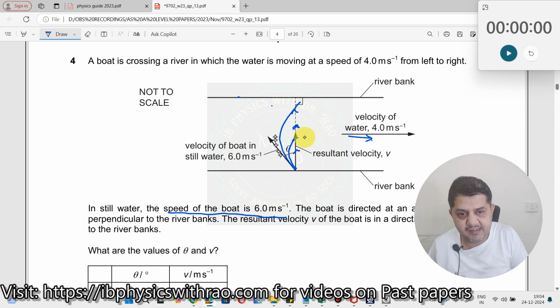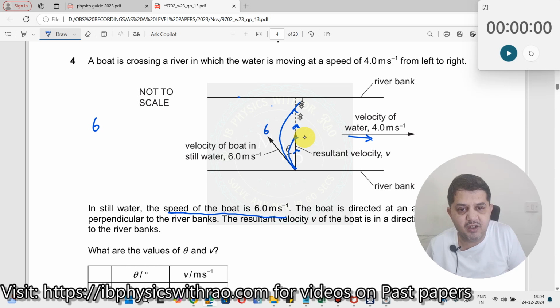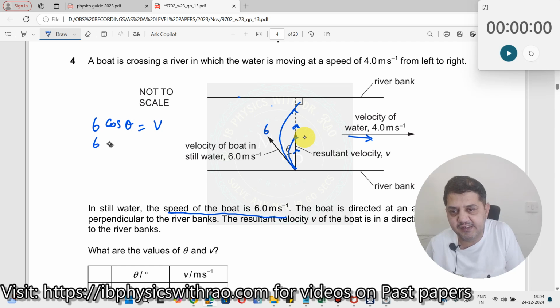Now this is your velocity 6 and this is your resultant velocity v. Since I have velocity 6 here and this is your angle theta, let me resolve this velocity. So the component of this velocity along this direction is 6 cos theta, which is equal to v. Do you agree? So 6 cos theta is equal to v, which is nothing but the resultant velocity. And the component 6 sin theta should be equal to what?